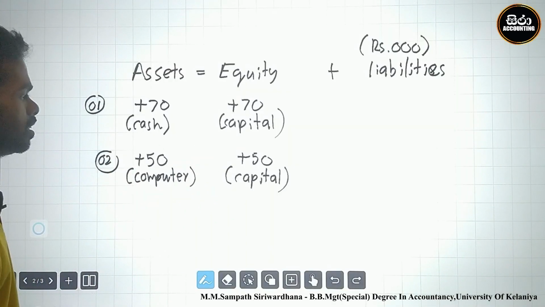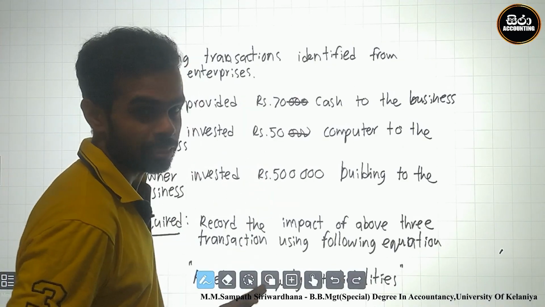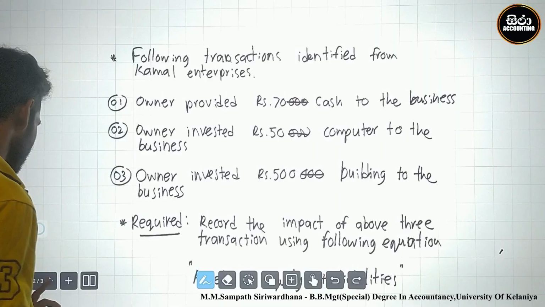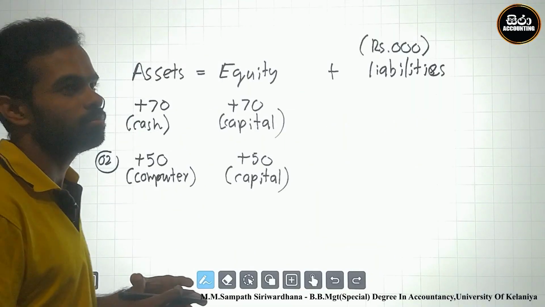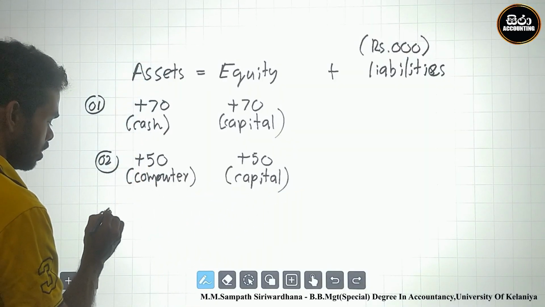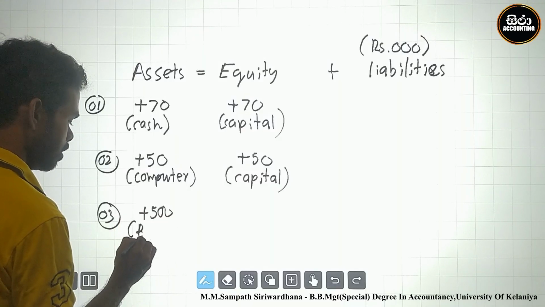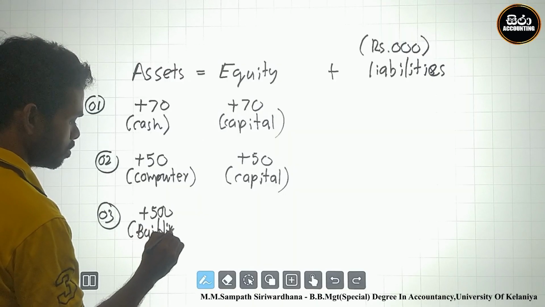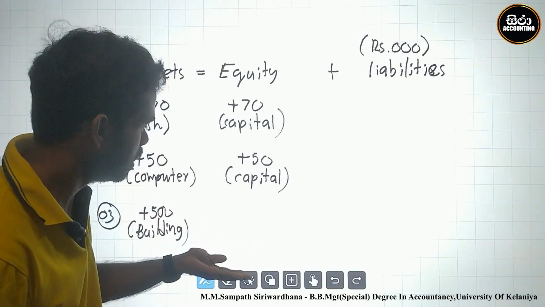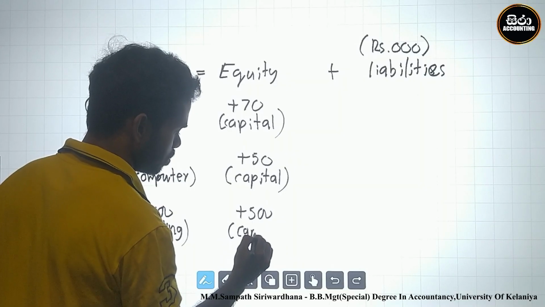Next one is the owner invested 500,000, meaning 500, in a building to the business. Therefore there is an inflow of a tangible thing. What is it? The building is an inflow to the business. Therefore the building is an asset increase of 500. This is the building. There is no outflow from the business. Therefore you must increase this side. Why? The owner invested. This is capital.